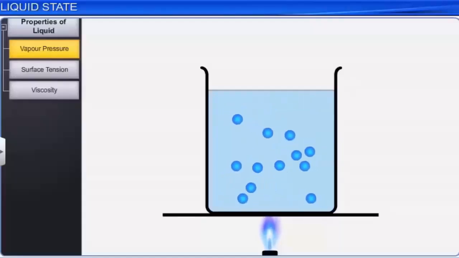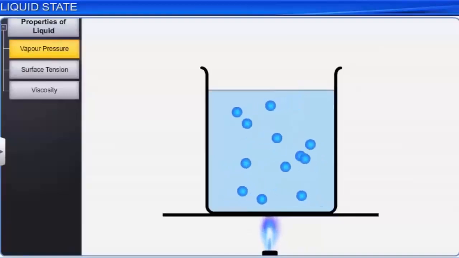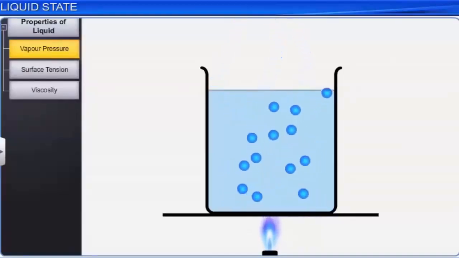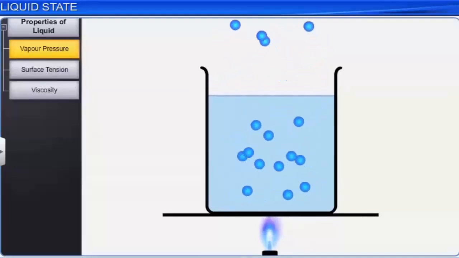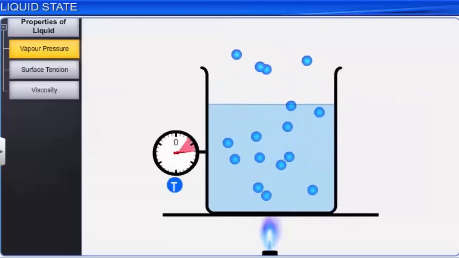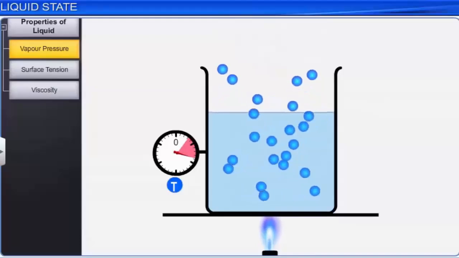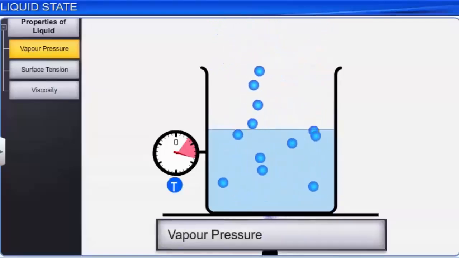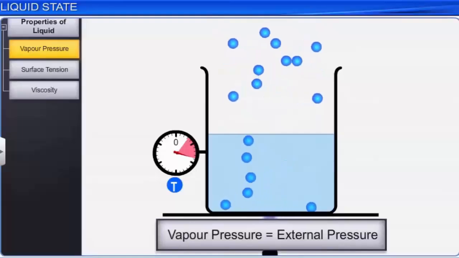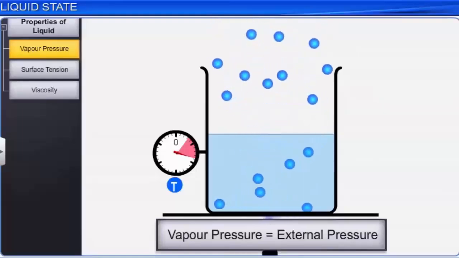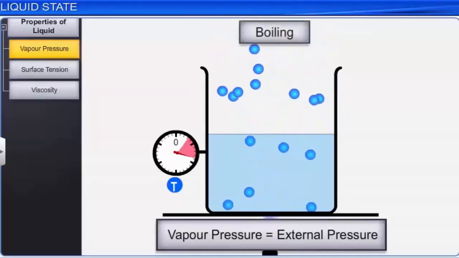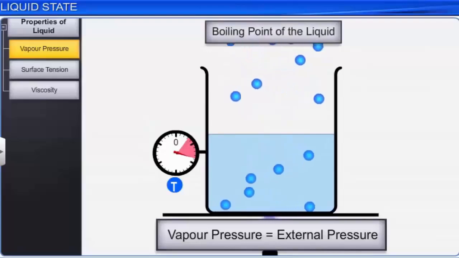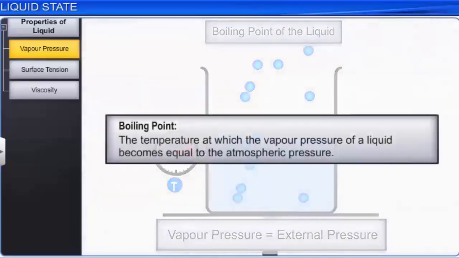Let us look at what happens when a liquid is heated in an open vessel. Initially, the liquid vaporizes only from the surface. On further increase in the temperature, vaporization occurs freely throughout the bulk of the liquid and vapor pressure rises. After some time, a stage is reached when the vapor pressure of the liquid becomes equal to the external pressure. This stage is called boiling, and the temperature at which boiling takes place is called the boiling point of that liquid. Hence, boiling point may be defined as the temperature at which the vapor pressure of a liquid becomes equal to the atmospheric pressure.